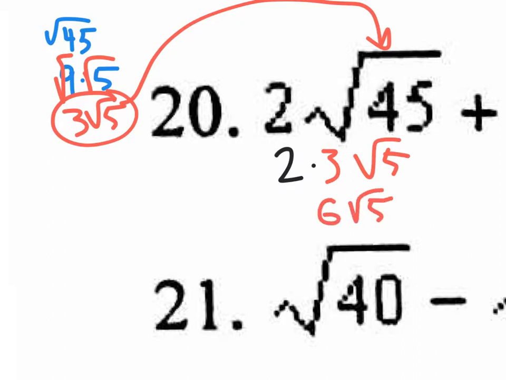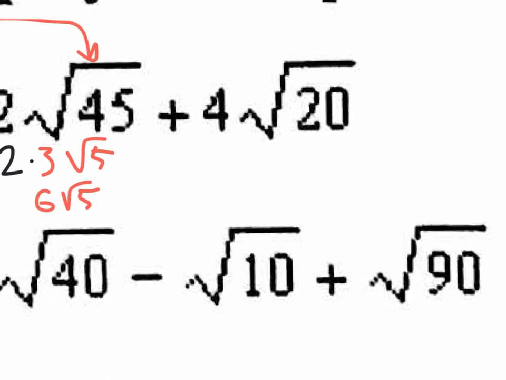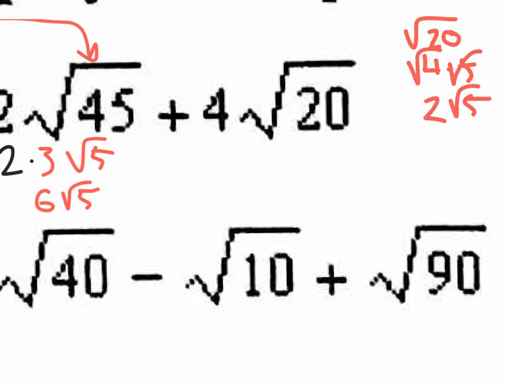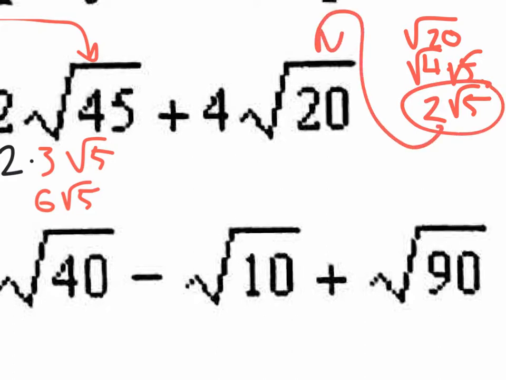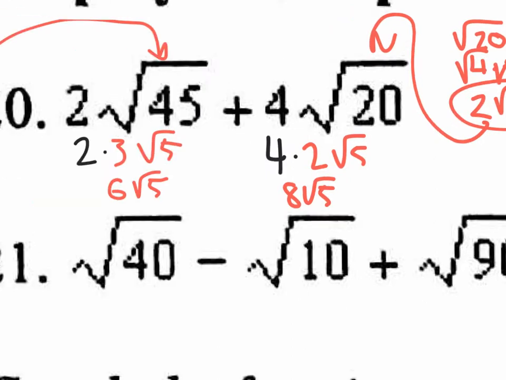And now let's go to the other one, the square root of 20. That breaks down to 4 times 5, and you could split the root, so you're going to get 2 square root of 5. So when you replace the square root of 20 with 2 square root of 5, we end up with 4 times 2 square root of 5, which is really going to be 8 square root of 5. So let's go back to here, and let's look at it again as an addition problem. So you really have 6 square root of 5 plus 8 square root of 5.